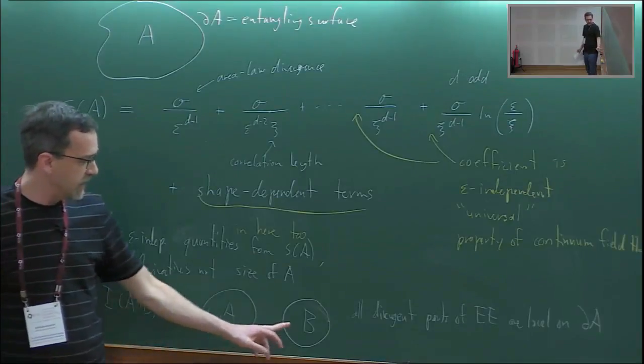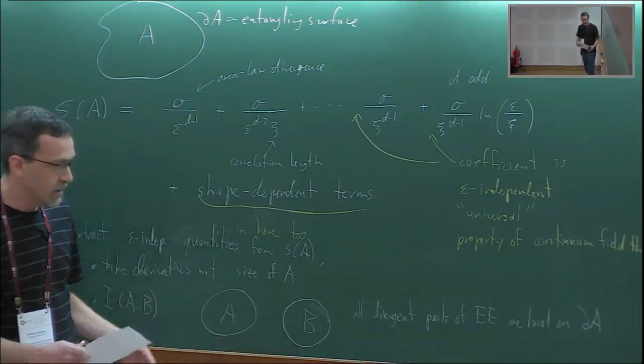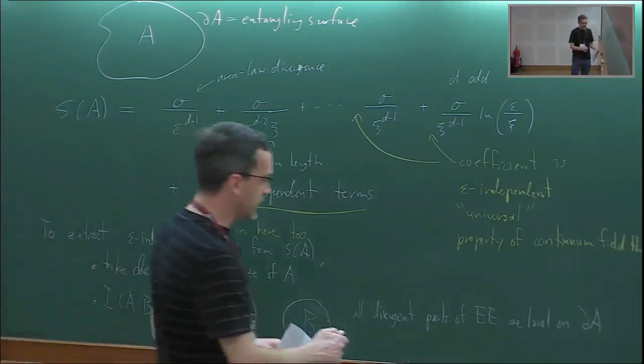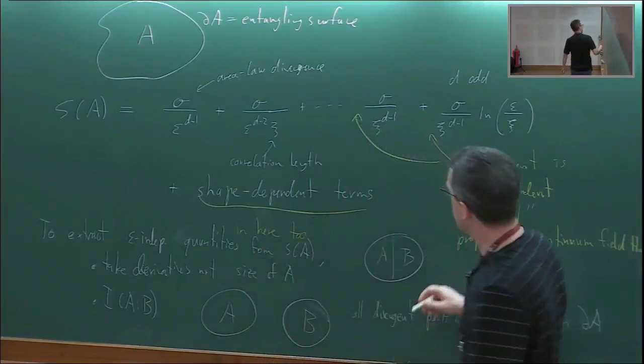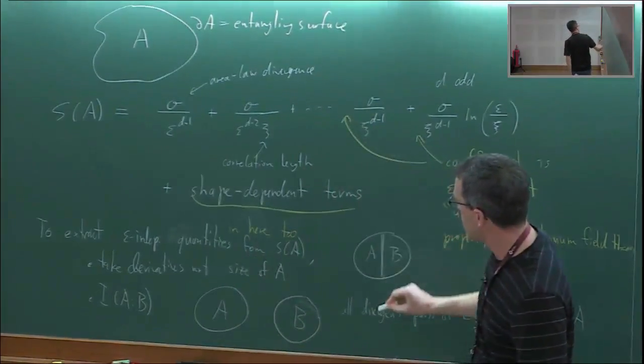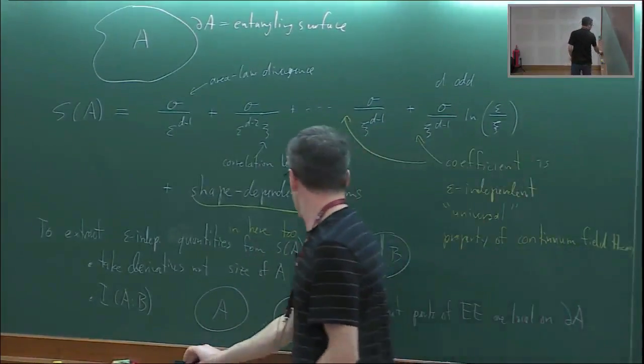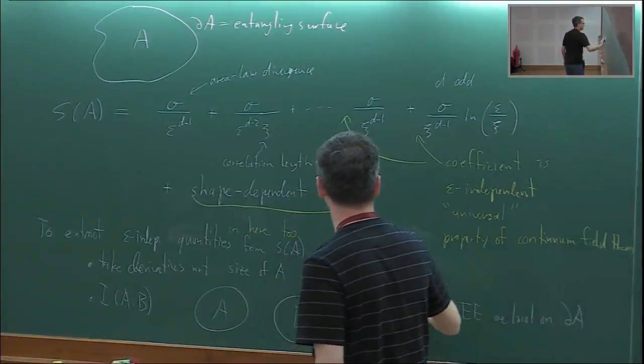This is assuming that A and B don't share a common boundary. It fails if you talk about something like this, because then you have a persistent divergence along their shared boundary. So this is the sort of thing we'll be doing.